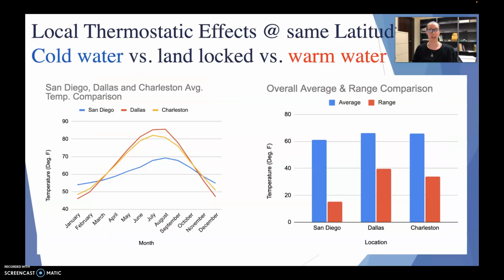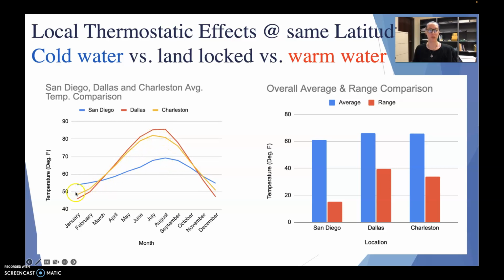I did a similar analysis and added in the city of Charleston, South Carolina. So Charleston, South Carolina is again at that same latitude. However, it's still actually next to an ocean. It's next to the Atlantic Ocean this time, so this is the East Coast. And we can see that the yellow line here is Charleston. The red is Dallas. The blue is San Diego.